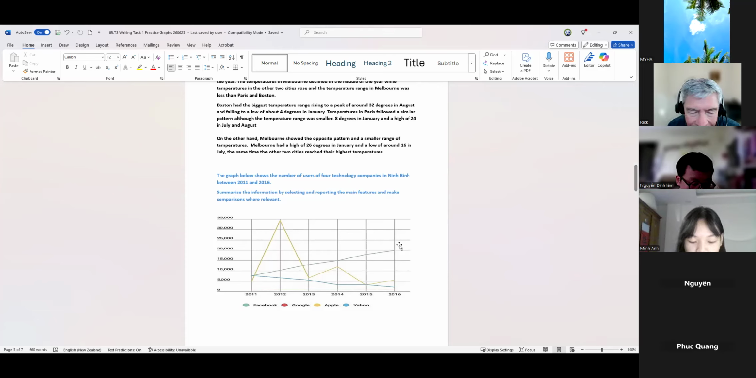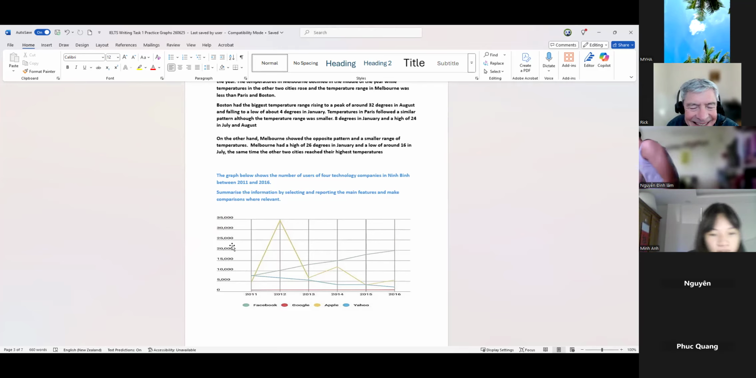The last one we need to look at is Yahoo. Okay, Yahoo is this line here. What happened to Yahoo users over the period? What happened to Yahoo users? Need to give me a verb and an adverb. Decreasing. Okay, remember, what is the past tense of decreasing? Decreasing is present tense.